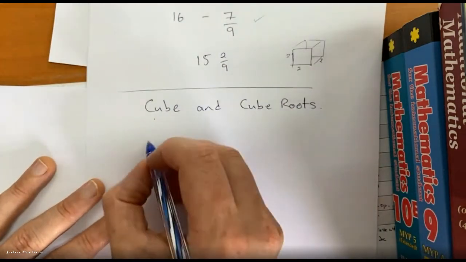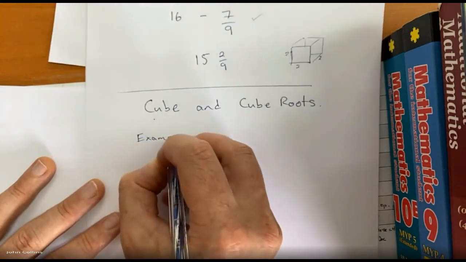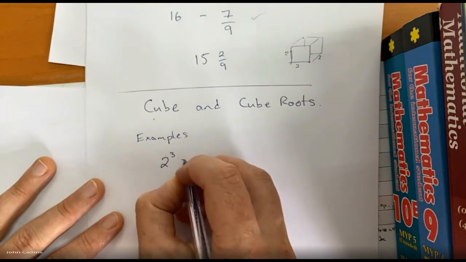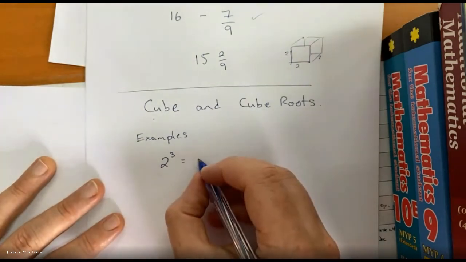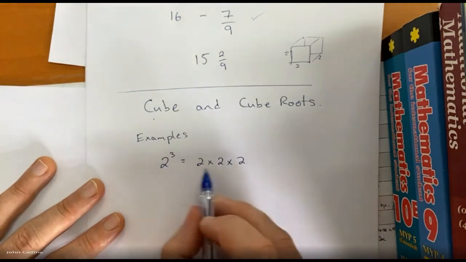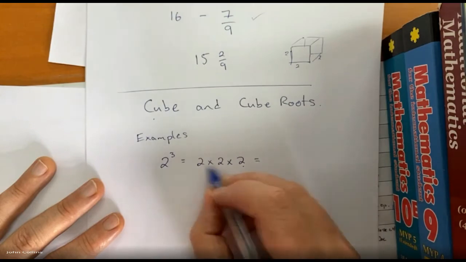So a cube number, for example, 2 to the power of 3 is not 6. It is 2 times 2 times 2. 2 multiplied by itself 3 times, which gives 8.